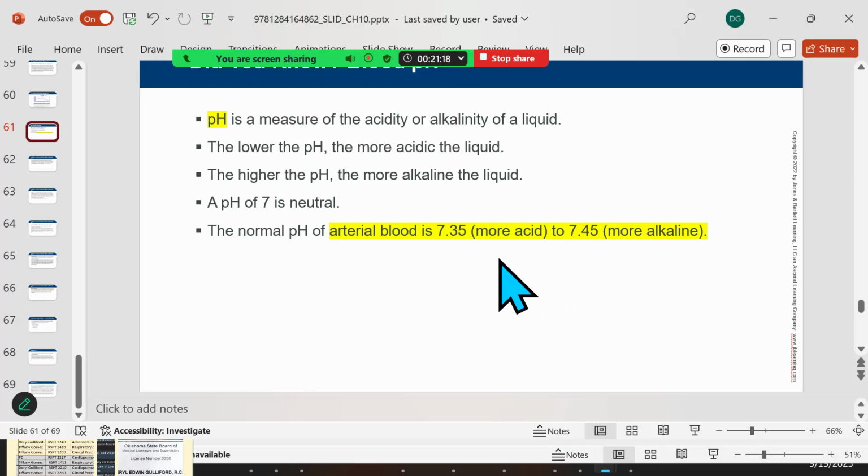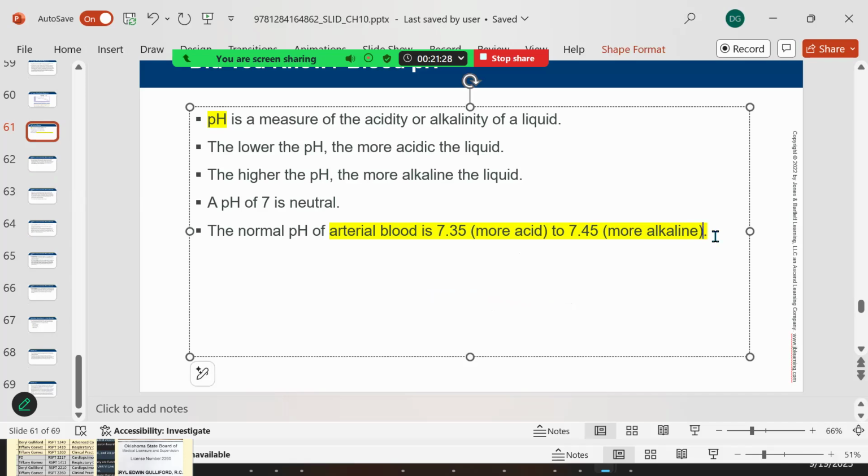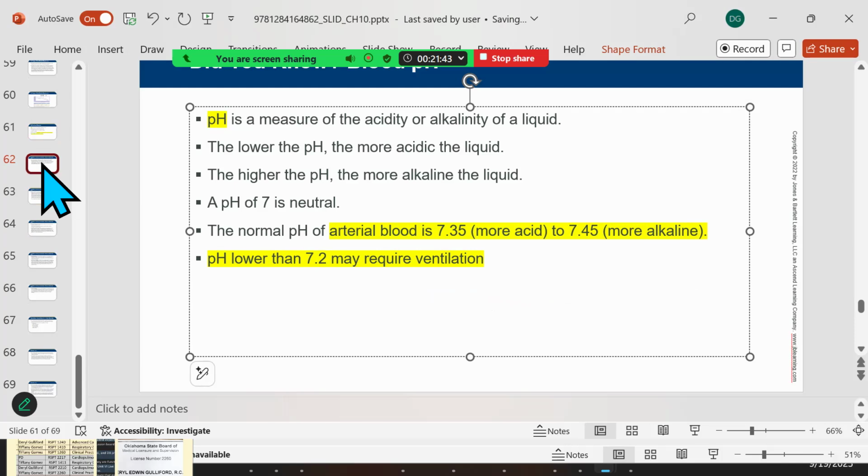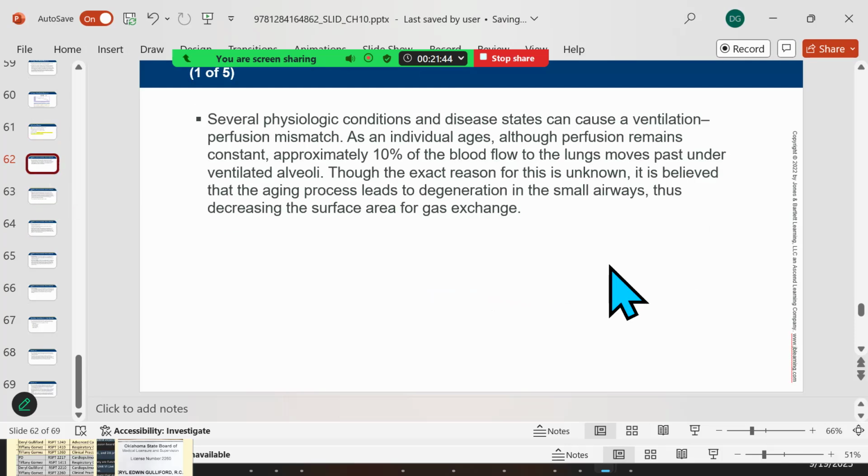If they get less than 7.2 on the acidic side, they may wind up on a ventilator. That's maybe a key number to remember. pH lower than 7.2 may require ventilation, as in endotracheal tube and or at least non-invasive ventilation.